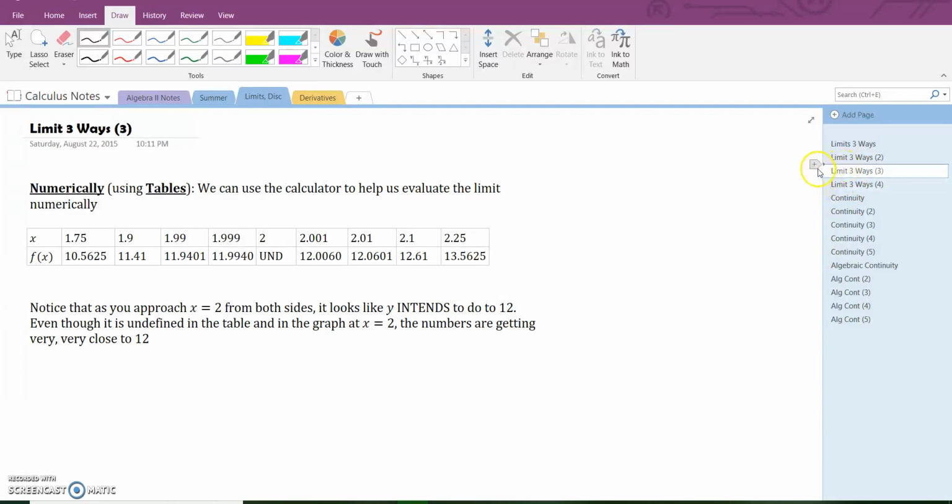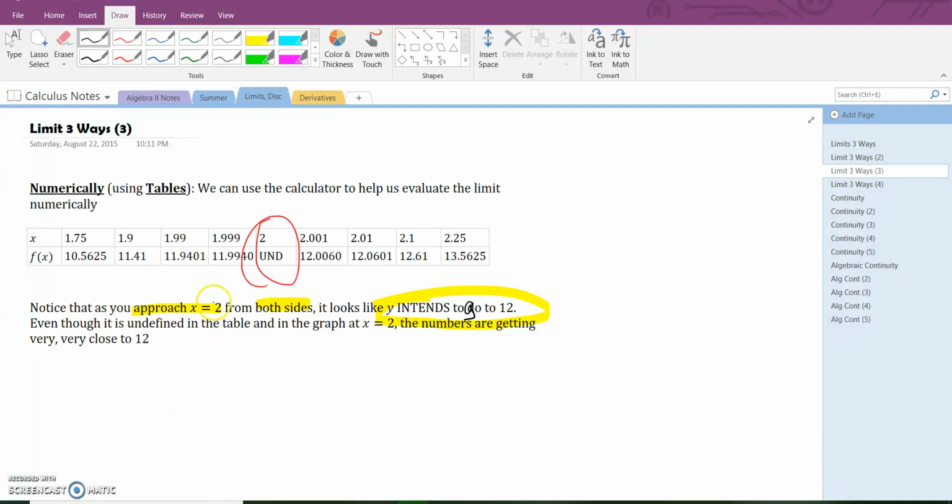All right, so you should have gotten these y values, and it's very clear whenever you look at this that as I come from the left, my y values are getting closer and closer to 12. As I come from the right, again, I'm getting closer and closer to 12. And again, we're going to go ahead and say we think the limit's 12. We're pretty confident right now. We didn't exactly get 12 yet, but we got really close to it. So as we approach x equals 2 from both sides, it looks like y tends to go to 12.